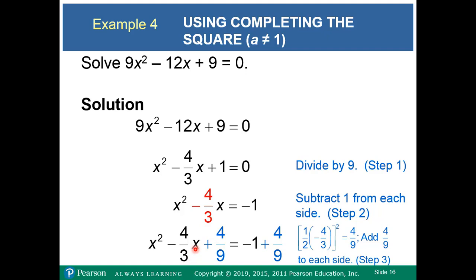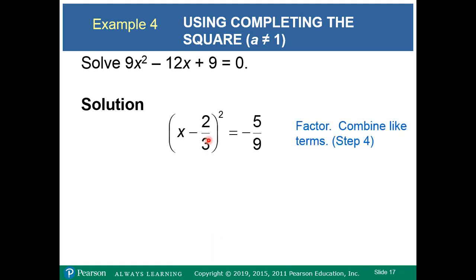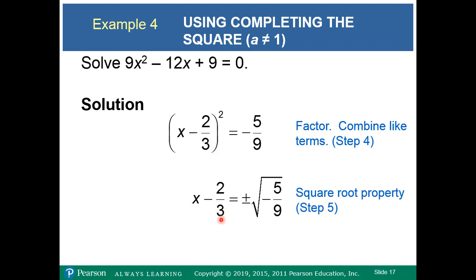Okay? And so all we're going to do is we're going to take x minus 2/3 squared. So we get x minus 2/3 quantity squared is equal to negative 5/9. And now we can use the square root principle. And so now we get this, and so now all we have to do is add 2/3 to both sides, and we're done.